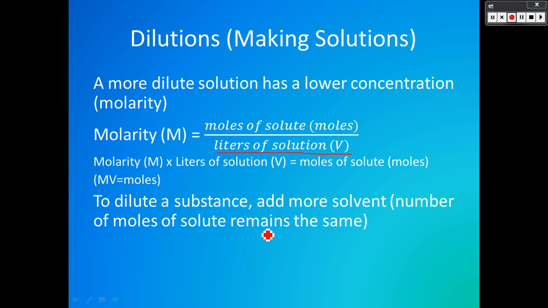When you're diluting a substance, you need to add more solvent. And we'll get to this in parentheses in a second. So to make a solution more dilute, you have fewer moles of solute, right? Well, once you've added a solute, you can't take it away. So I want you to think about, you've added salt to soup and you've made it too salty.